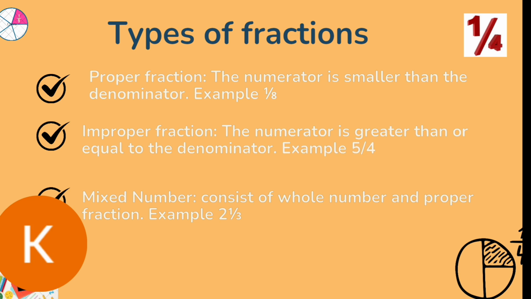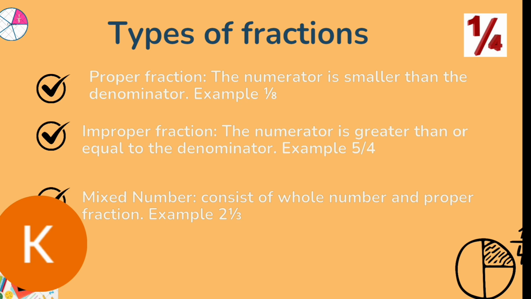We have proper fraction. The numerator is smaller than the denominator. Example: 1 over 8, 2 over 3, 4 over 5, and so on. We have improper fraction. The numerator is greater than or equal to the denominator. Example: 5 over 4, 7 over 2, 6 over 3, and so on.